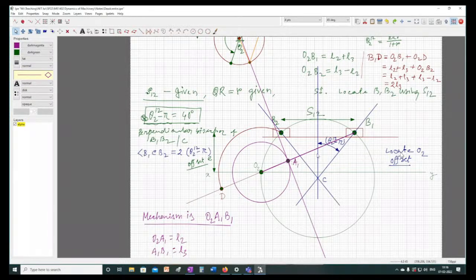so that this B1 to A1 distance is L3. Now, finally, this B1 A1 is L3 and O2 A1 is L2. So we got the mechanism. Is it clear to you? Any doubt?